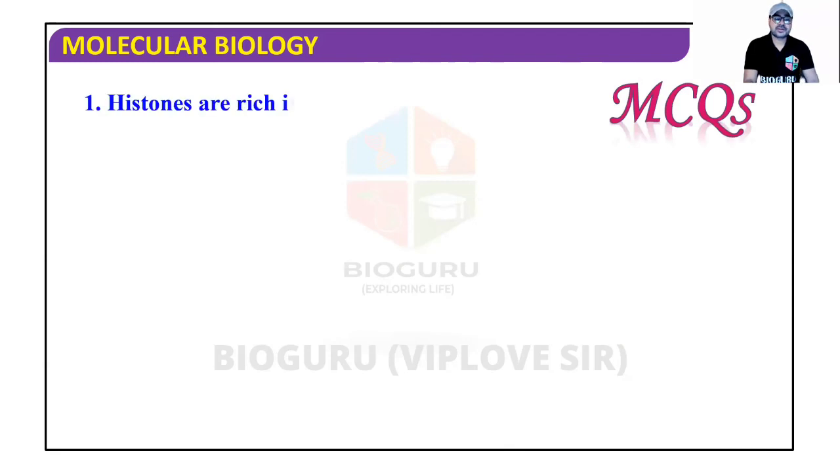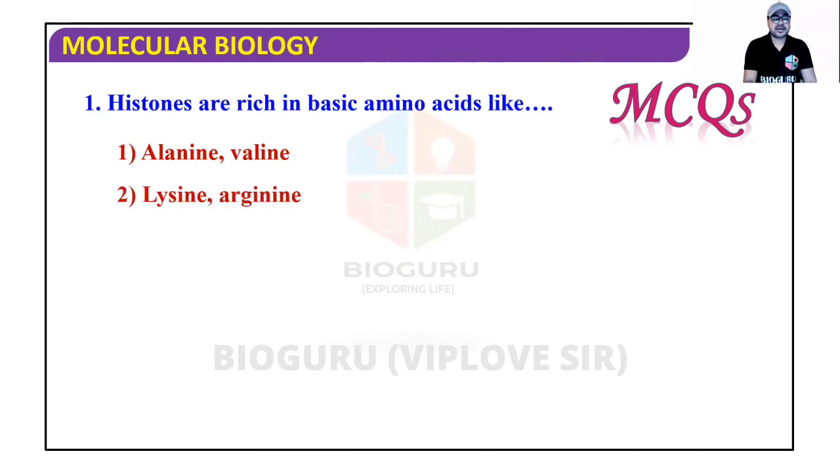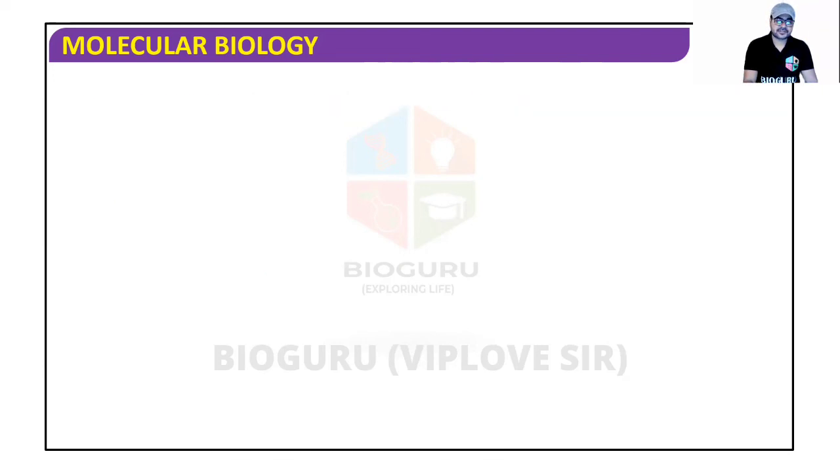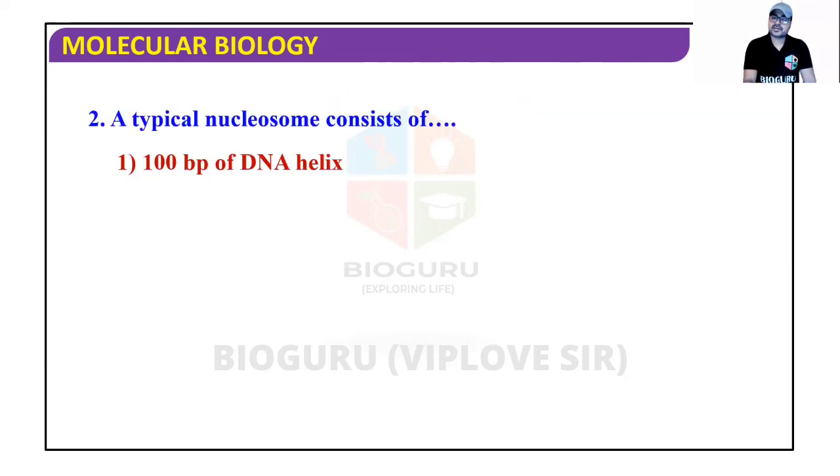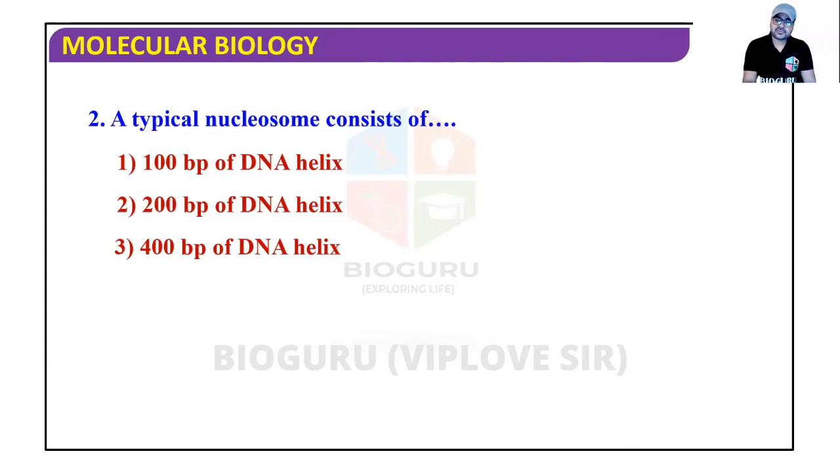So now, MCQs. Histones are rich in basic amino acids like alanine and valine, lysine and arginine, lysine and alanine, or alanine and lysine. Yes, it is lysine and arginine. A typical nucleosome consists of 100 base pair of DNA helix, 200 base pair of DNA helix, 400 base pair of DNA helix, or 300 base pair of DNA helix. Yes, it is 200 base pair of DNA helix.